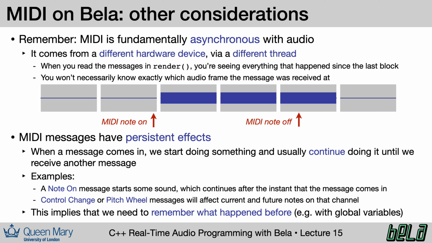That means that when a message comes in, we should oftentimes start doing something and continue doing it until we receive another message to tell us otherwise. As an example, when we get a note on message, the synth should start playing sound, and it should continue playing sound until a note off message occurs. Similarly, a control change, pitch wheel, or channel pressure message should continue to maintain that value until a different message is received. This implies that when we deal with MIDI, we always need to be remembering what has happened before. The easiest way of doing that is to use global variables to keep track of what's going on. For example, we might have global variables to tell us which notes are sounding at any given time, or what the value of the controls or pitch wheel would be.